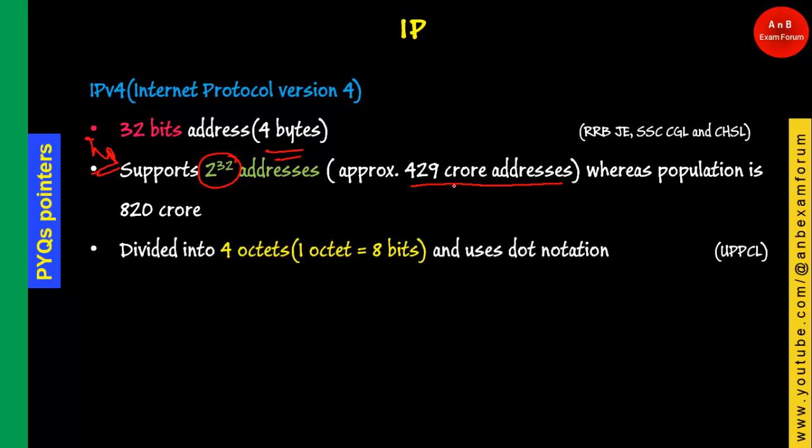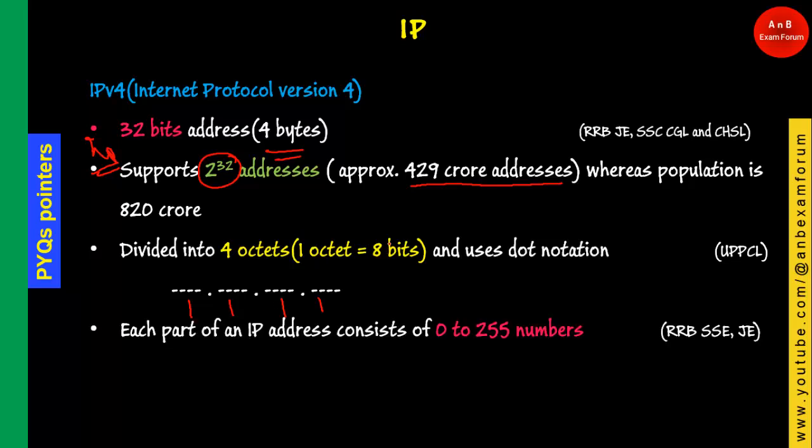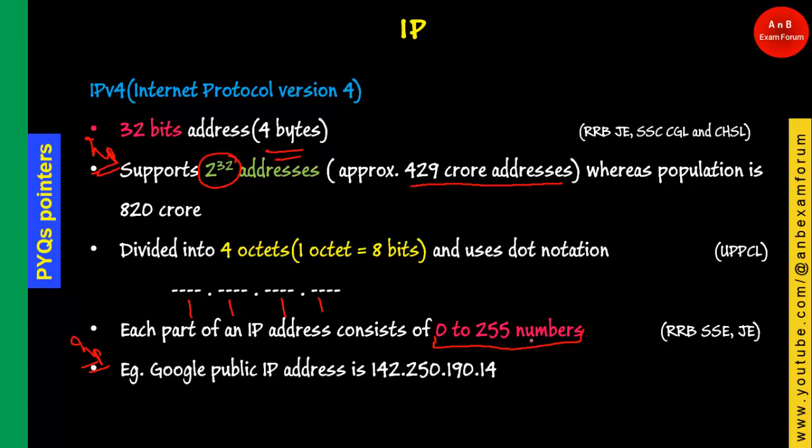And the IP address you have already seen is in a form like this. There are 4 octets. These are called octets, and they are separated by dots, and each octet represents 8 bits. And each part of an IP address, as you know, will have a number from 0 to 255, and this is very important and generally asked in the exam. Okay, each part of an IP address consists of a number from 0 to 255. As we have seen, the Google IP address is 140.250.190.14. So this is basically dot notation.